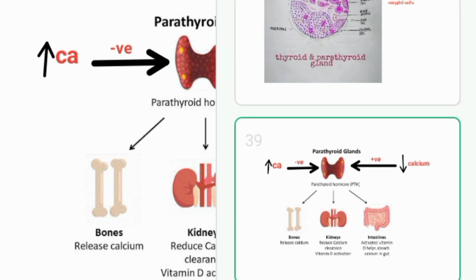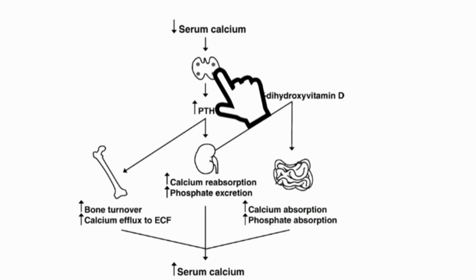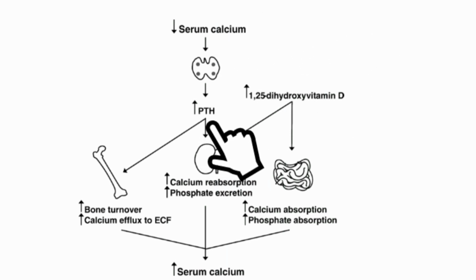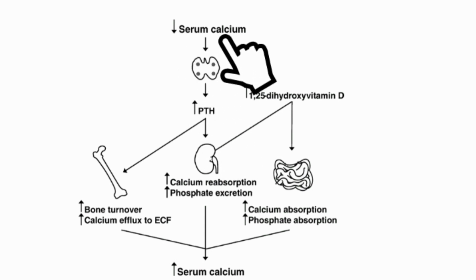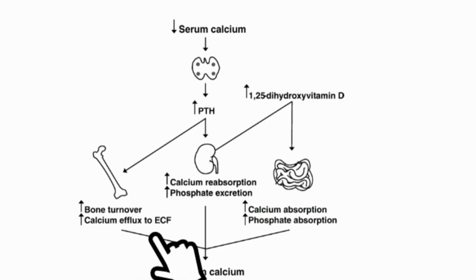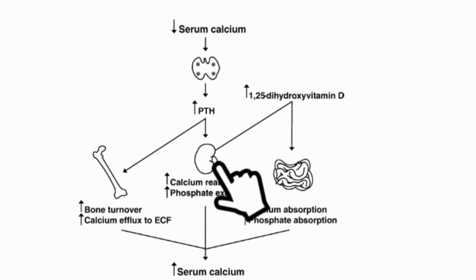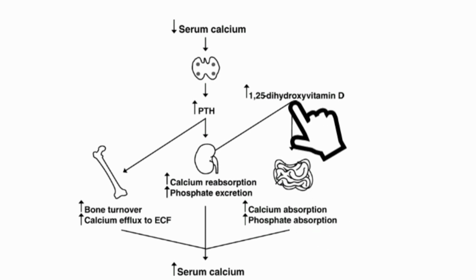Again, we can see in another figure, low level of calcium will stimulate the calcium sensing receptor in the parathyroid gland, which will secrete the parathyroid hormone. Now parathyroid hormone has to increase the low level of calcium back to the normal. It does this by releasing calcium from the bones. It causes calcium reabsorption from the kidneys directly and indirectly from the intestines. How? By means of secondary to vitamin D activation.